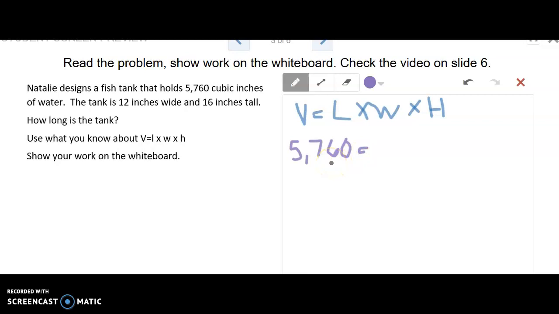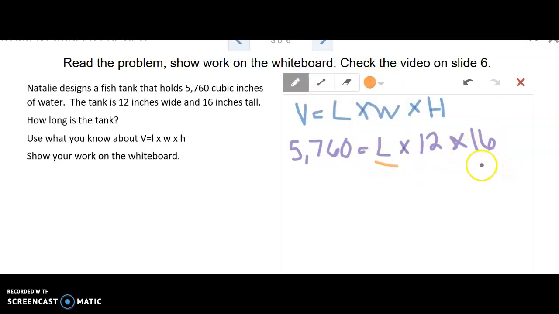So 5,760 is my volume. I know that it equals the length, which we don't know. We have to find out how long it is, times the width, which is 12 inches, times the height, which is 16 inches tall. Okay. So here's what I know. I don't know the length, and that's what they want us to find out. I've got to figure out what the length is.